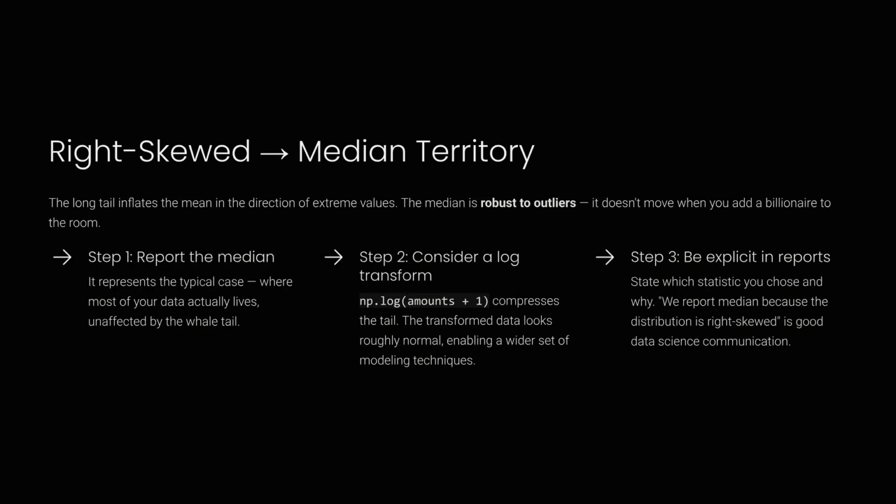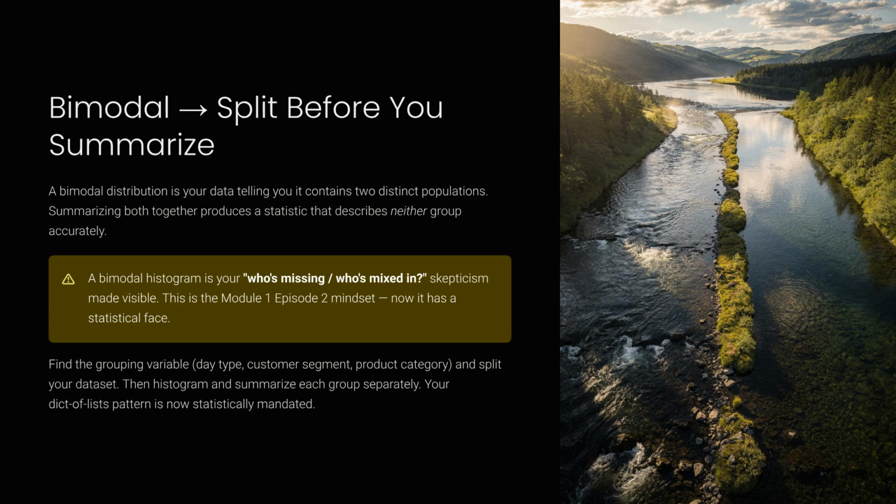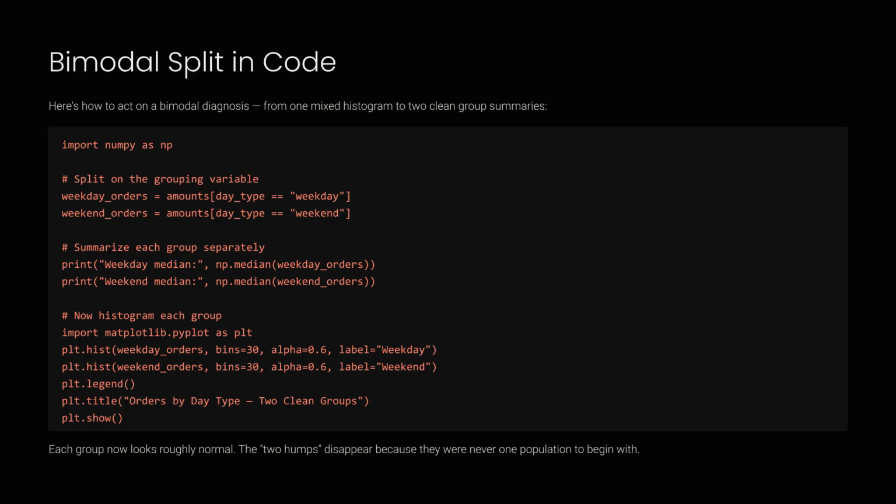In the case of right-skewed data, shift your focus to the median. It remains robust to those extreme values, giving you a better representation of the typical case, while a log transform can help normalize your tail. When you encounter a bimodal distribution, split the data before summarizing. Reporting a single average for a bimodal set obscures the reality of your data, so group them and analyze them independently. This code snippet demonstrates the split.